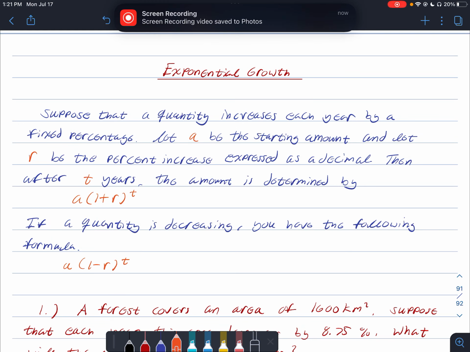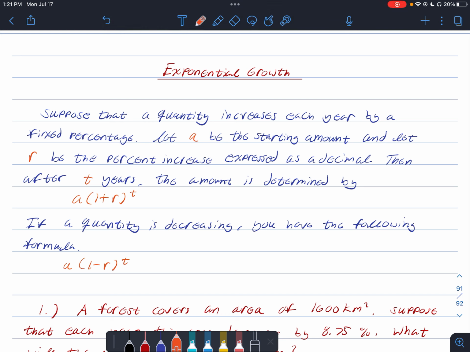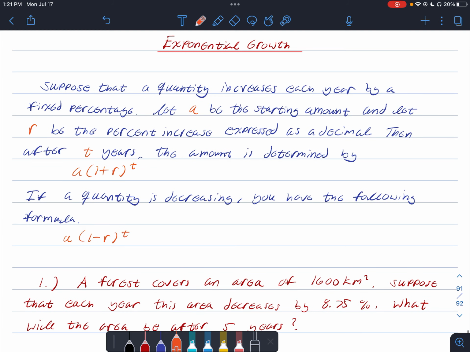In this video, we're going to talk a little bit about exponential growth and specifically some word problems involving exponential growth. So let's suppose that a quantity increases each year by a fixed percentage. Let A be the starting amount and let R be the percentage increase expressed as a decimal. And then after T years, the amount is determined by A times 1 plus R to the T. And if a quantity is decreasing, then we have basically the same formula, except now we have A times 1 minus R to the T.